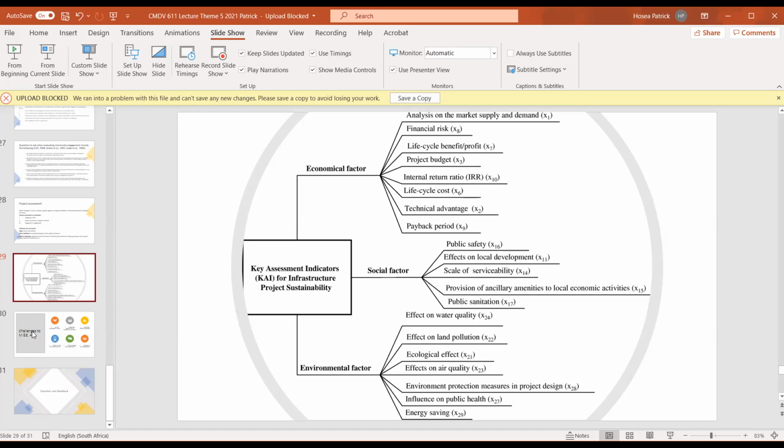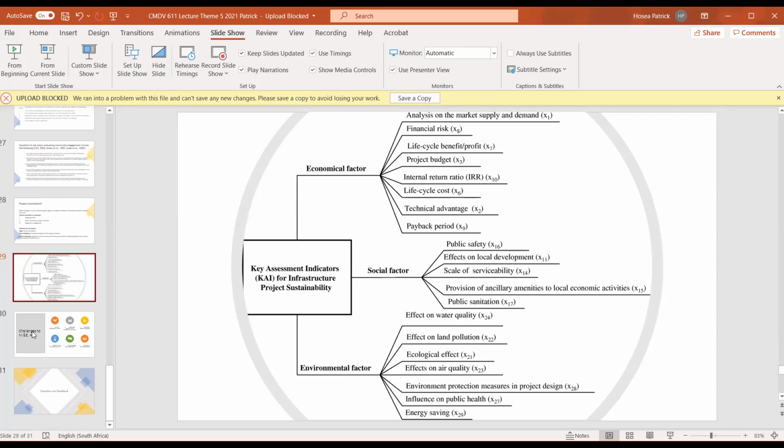And then the social factors you consider in your assessment are the public safety factors, the effect on local development, scale of serviceability, provision of ancillary amenities, public sanitation and the like. These are the physical factors. And then when you look at the environmental factors, you look at effect on water quality, effect on land, ecological factors, effect on air quality, protection of environment and the like.